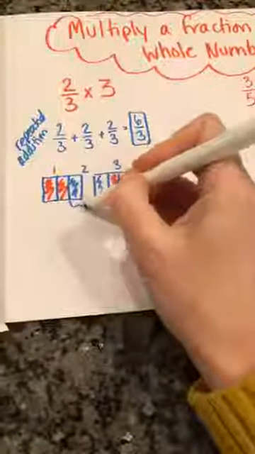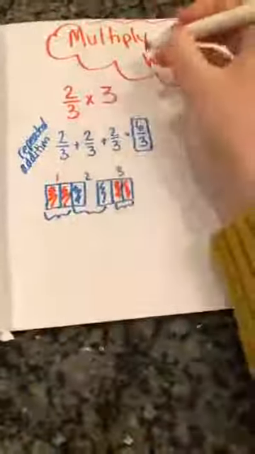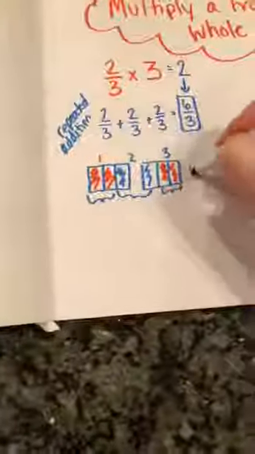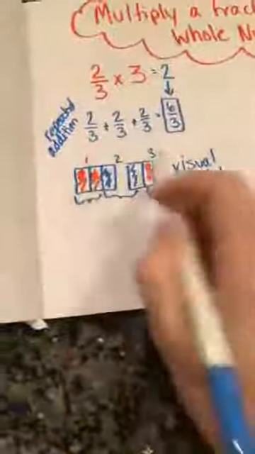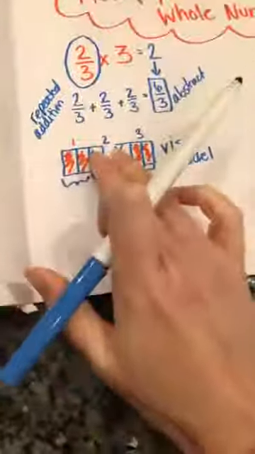So I have 2/3, 2/3, 2/3, and 3 of those 2/3 equals 2 wholes, otherwise known as 6/3. So this visual model allows students to see how we are repeatedly adding 2/3, but in a visual way. This is definitely more abstract. So if your students are very visual, which I highly encourage you to make sure that they see, you're adding 2/3, 2/3, and 2/3 in order to arrive at 6/3, otherwise known as 2 wholes.